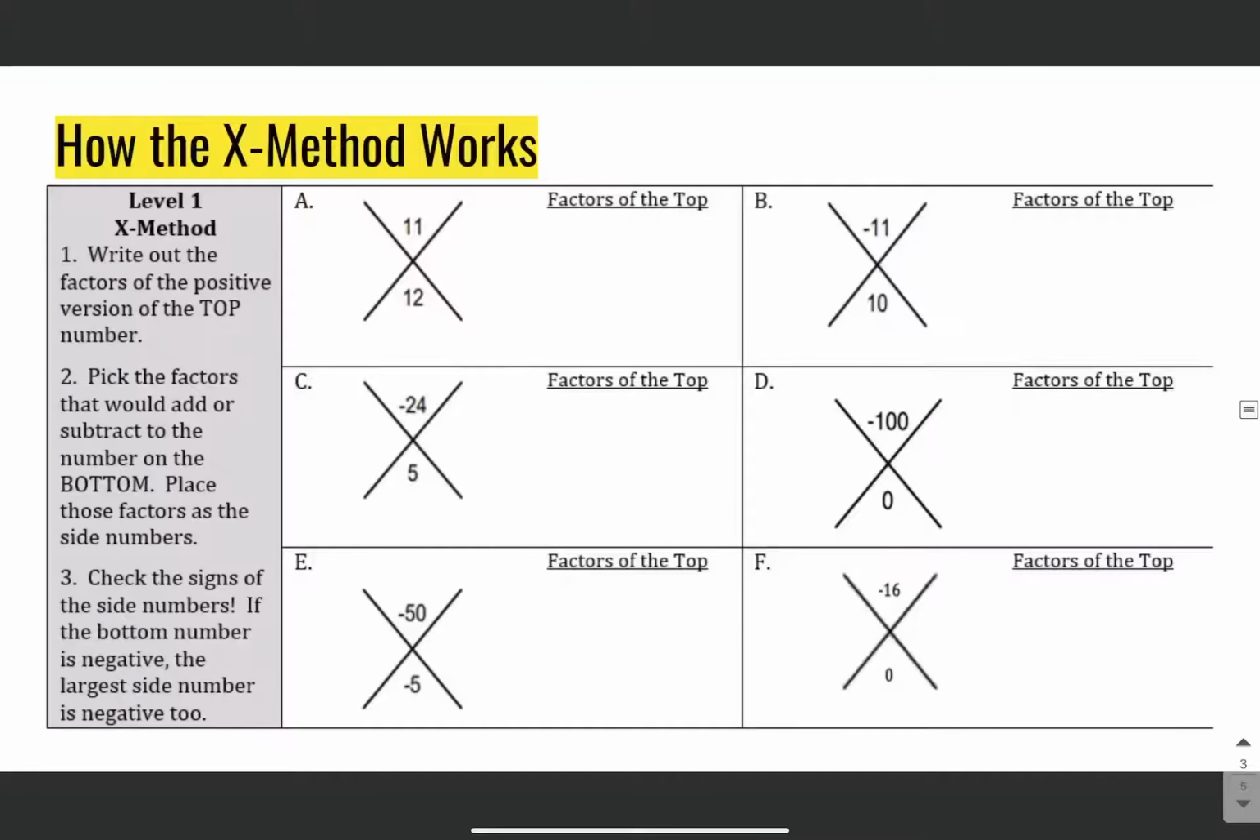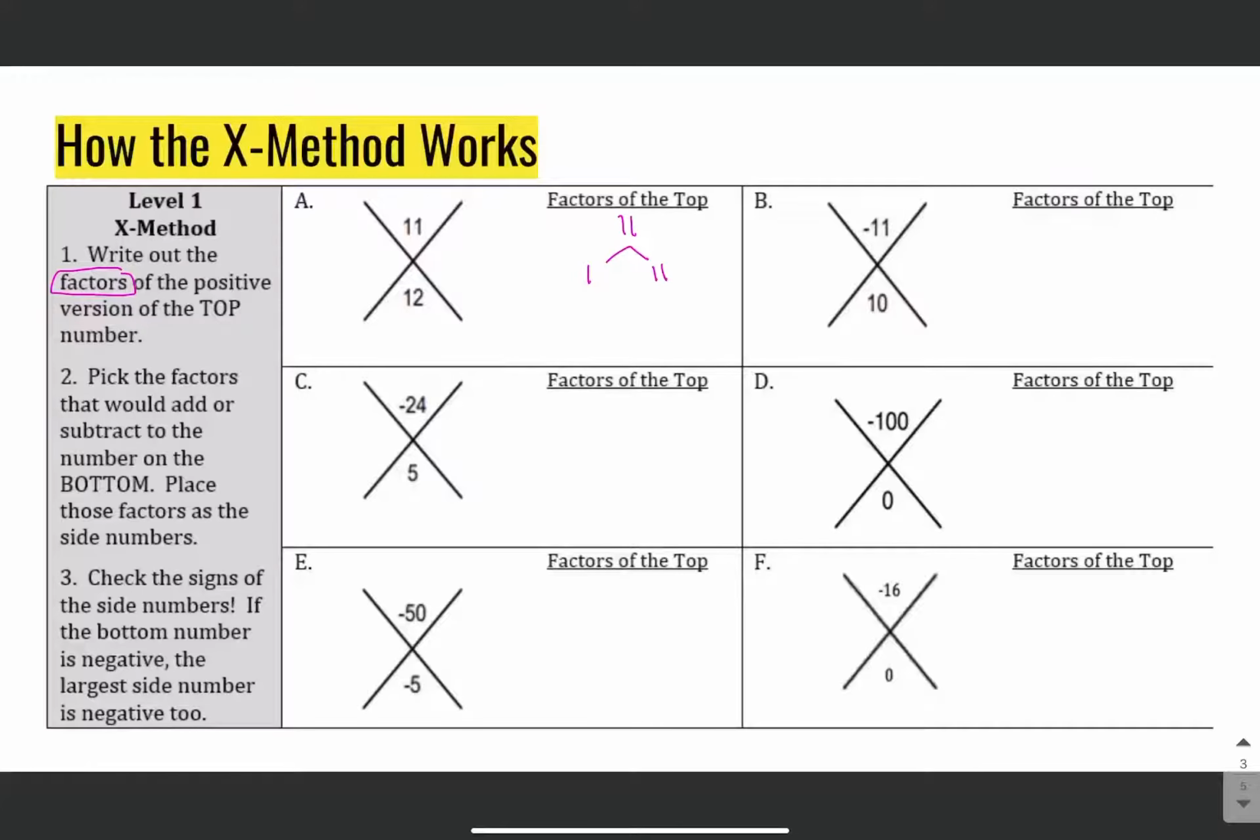So, how X method works. You do have directions on the left-hand side, and knowing X method is kind of like your first level to a bigger skill that we're going to be working on. So let's just jump to it. Our first step is we need to write out the factors of the positive version of the top. It's okay if you have a negative number, we still want just the positive factors. And remember, factors are numbers that multiply. So if I'm thinking about my factors of 11, my only factors are 1 and 11.